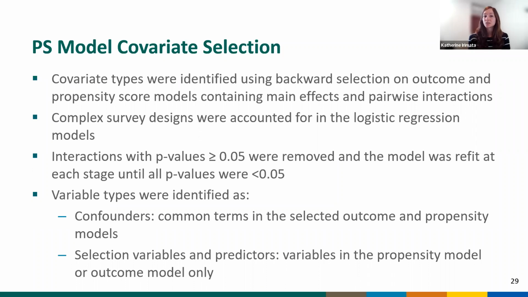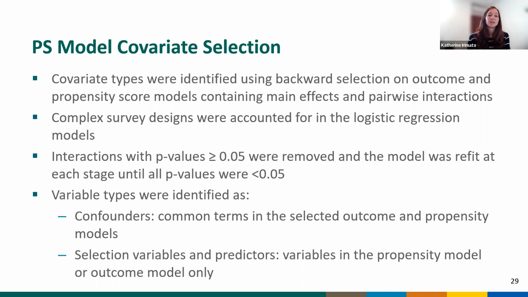And so we used logistic regression models to look at these, but accounting for the complex survey design and the method. Then using backward selection, we just removed interactions that had p-values over our threshold of 0.05, and we continued to refit it until we had our final model. And so once we had these two final models for the outcome and the propensity score model, we could identify the variable types as described here.